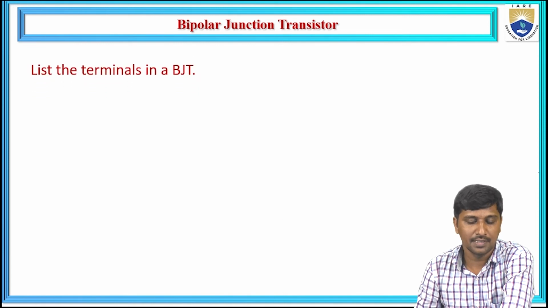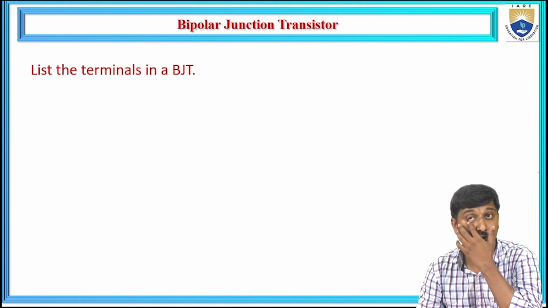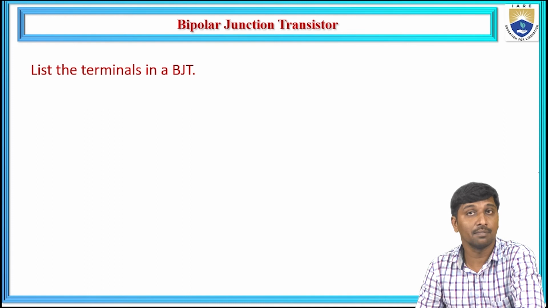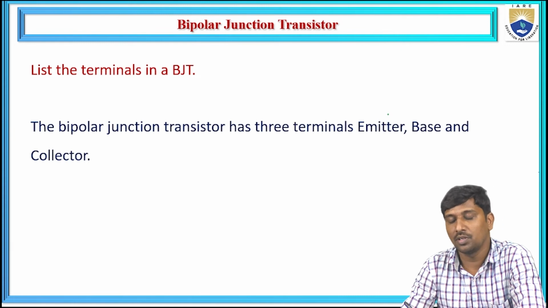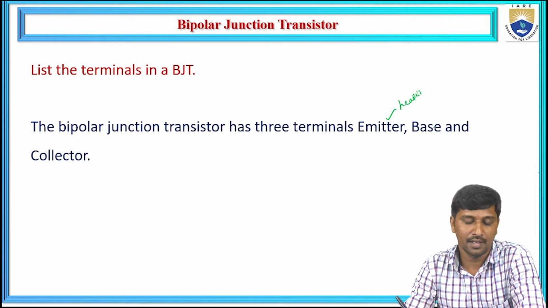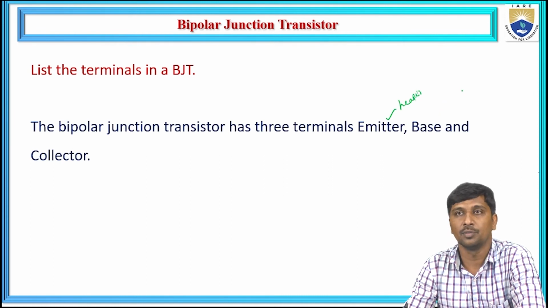And one more: list the terminals in a BJT. We know we have three terminals in a bipolar junction transistor: emitter, base and collector. In this case, the emitter is always heavily doped, the collector is moderately doped, and the base is very lightly doped.